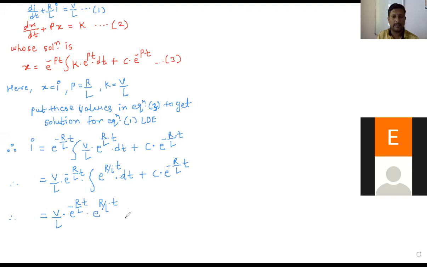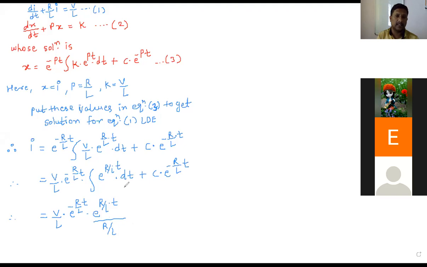Divided by? T. Not T. R by L. R by L येणार ना? Divided by R by L. R by L will come. Okay. कारण हे इथं A into T आहे. So e raised to at चं function काय येणार? Integration e raised to at with respect to t. What is the integration? E raised to at divided by a na. A means what? R by L. So that you have to write.